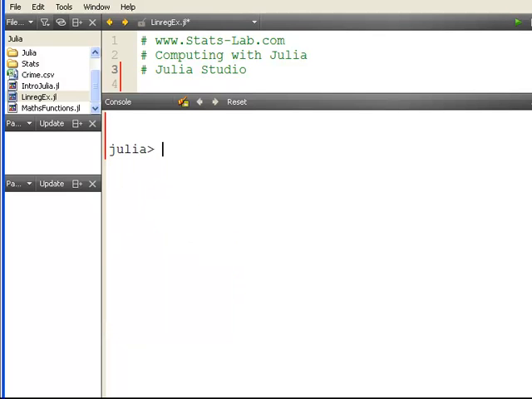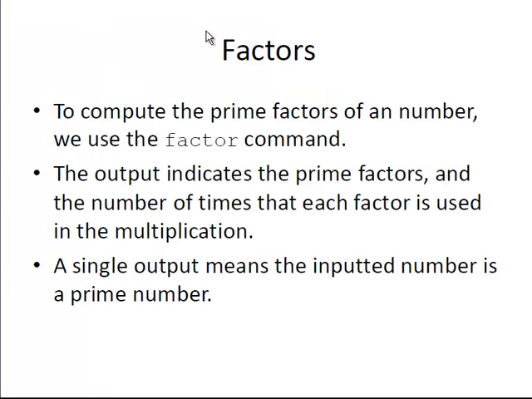The next one, let's do it for a prime number here. So factor of 11. It's a single prime number. It only gets used once, so it is 11. Okay, that's prime numbers and the factors. So I've probably overdone that a bit.